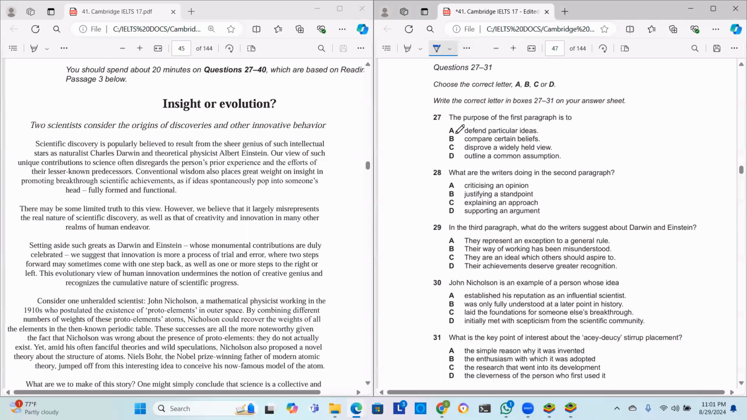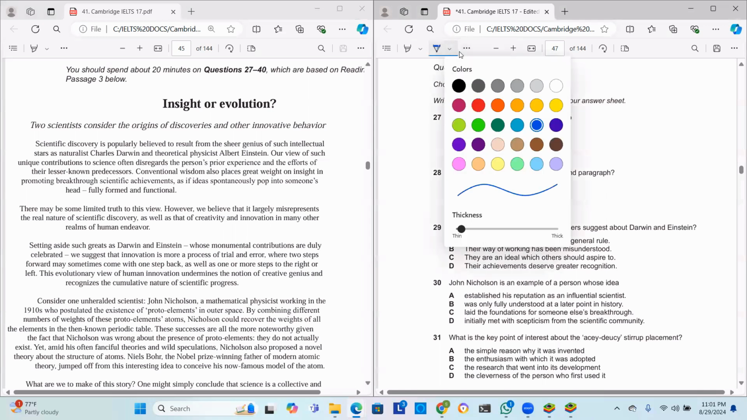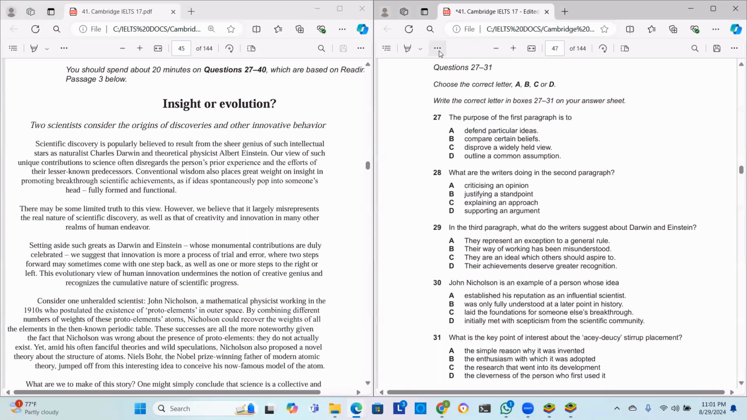So let's read the options now. What is option A? Defend particular ideas. Now, as we read the first paragraph, we should understand whether he is defending any particular idea here. See the first line: scientific discovery is popularly believed to result from the sheer genius of these scientists. So it is popularly believed, meaning it is a belief system which is generally carried. But our view of such unique contributions to science often disregards the person's prior experience and the efforts of their lesser known predecessors, meaning the people who helped these guys in the process of invention. So we don't consider them and we don't consider the person's prior experience.